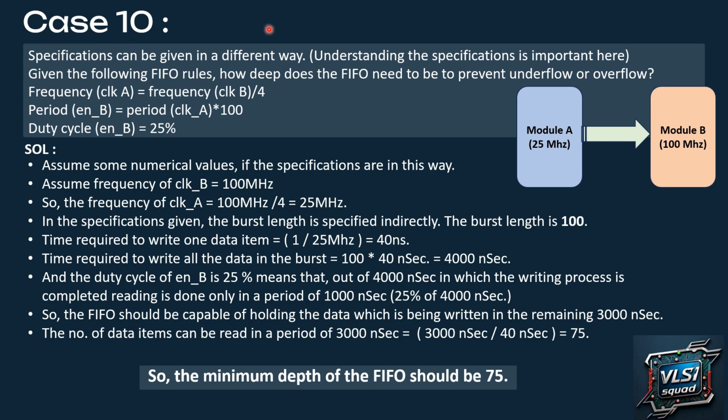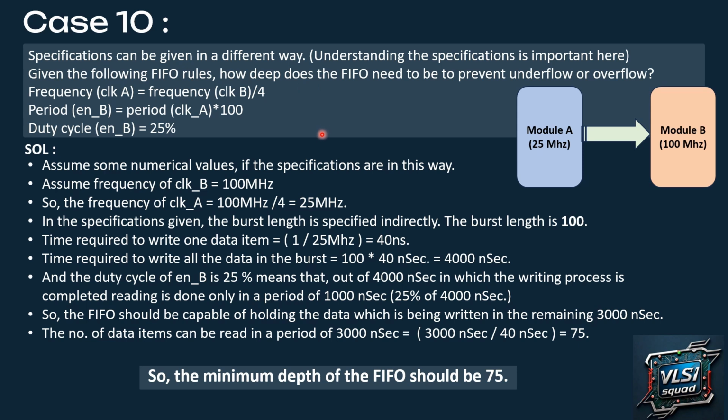So this case is different. Here the specifications are given in a very different way, and we need to understand these specifications, and that is very important to solve this problem. We need to make sure that the FIFO should not overflow or underflow. These are the three given equations. They didn't specify anything explicitly.